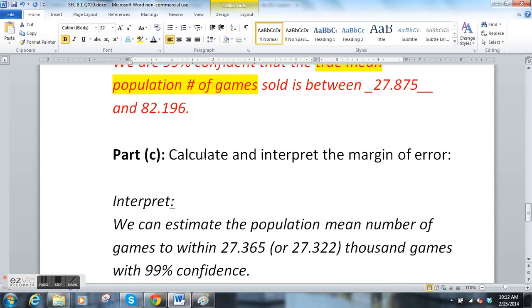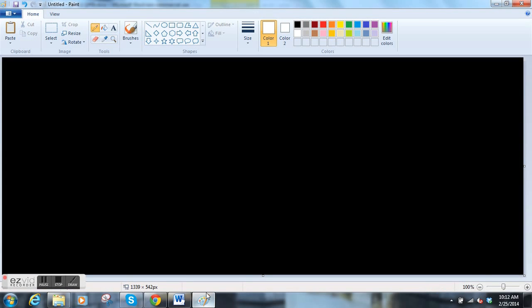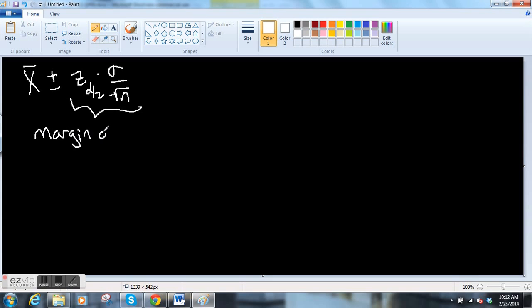C. Calculate and interpret the margin of error. So to calculate and interpret the margin of error, here is the formula again. We're writing x bar plus or minus z critical, or z alpha over 2, times sigma over the square root of n. So this part here, that's the margin of error. So we just want this part.